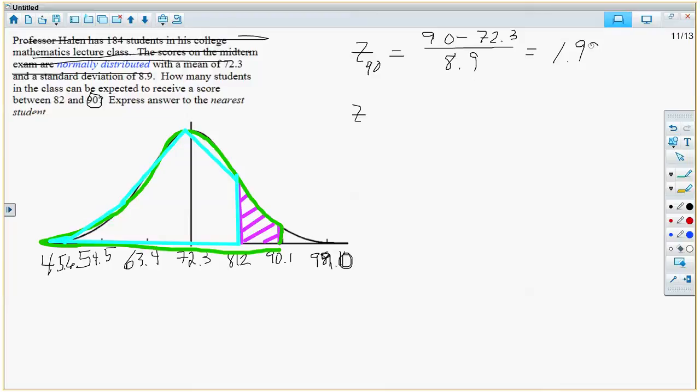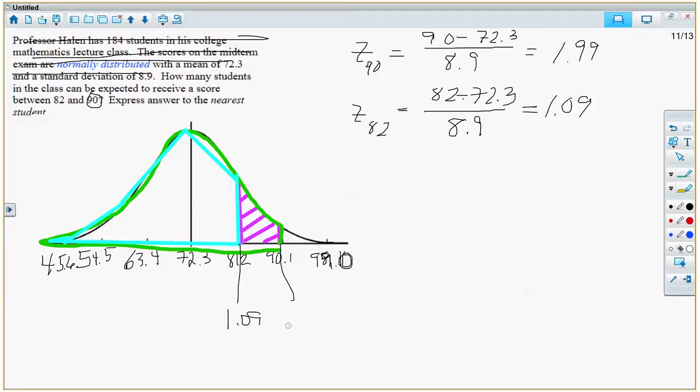Oh, please rain more. Z sub 82 is equal to 82 minus 72.3 over 8.9. Somebody give me that number. 1 point what? So this point is 1.09, and this point is 1.99.